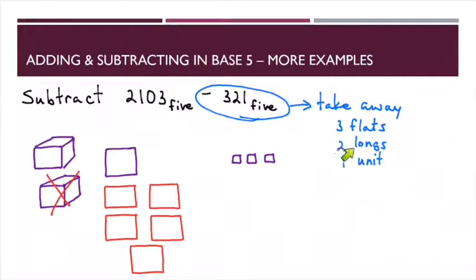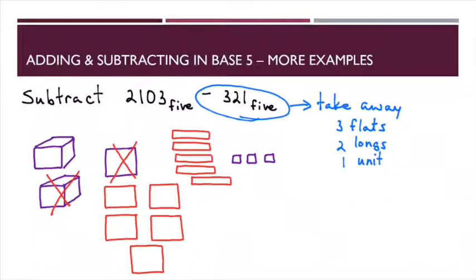Now I need to think about the longs. I don't have any longs, so I'm going to take one of these flats and break that into 5 longs. And again, somebody might say, well, how do you know 5? Well, because we're in base 5, so each flat contains 5 longs. All right, and now we have a unit, but we have enough units here to take away 1.